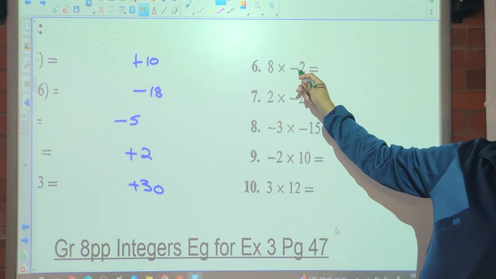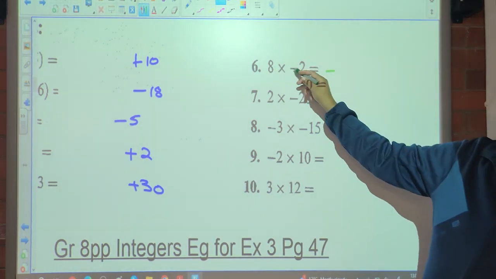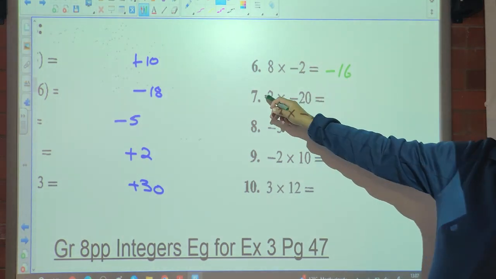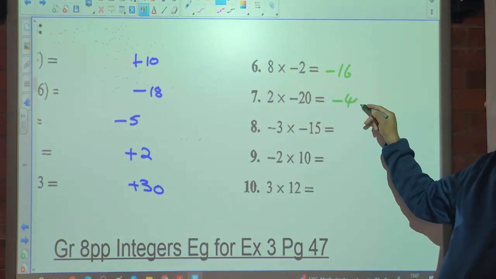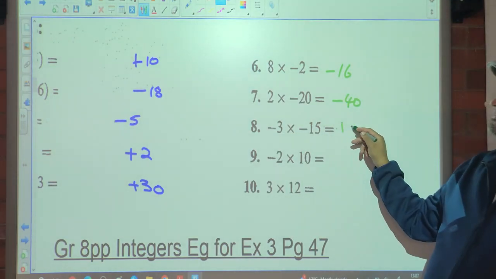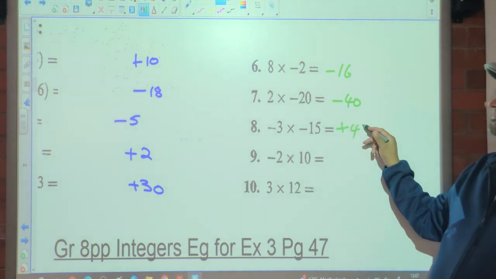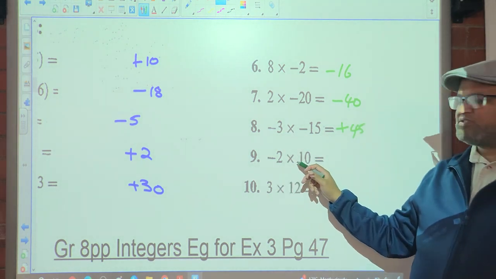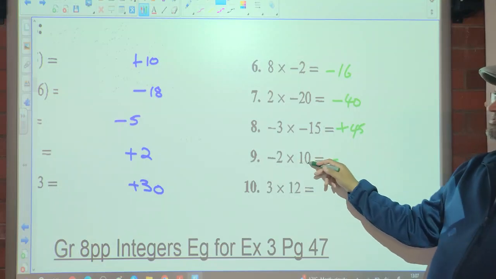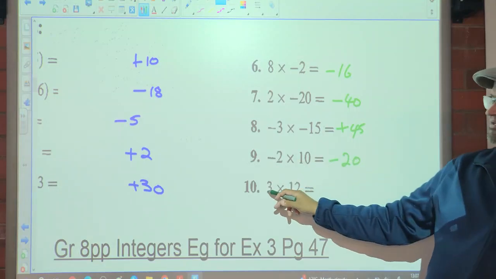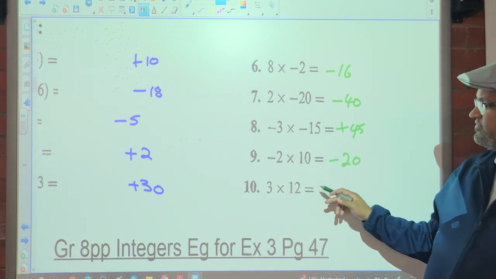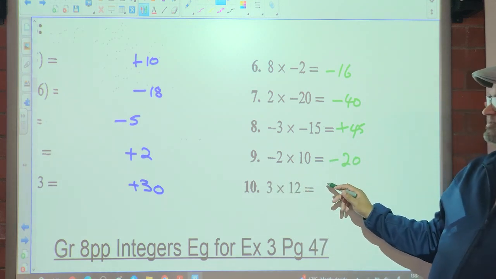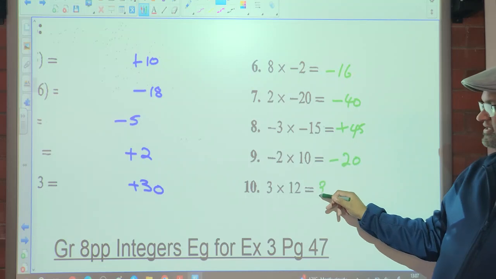What's positive times negative? 2 times 8? 16. Positive times negative? 2 times 20? Negative times negative? 3 times 15? Negative times positive? Negative. 2 times 10? 20. There's no sign, so it's positive. So positive times positive, positive. 3 times 12 is?